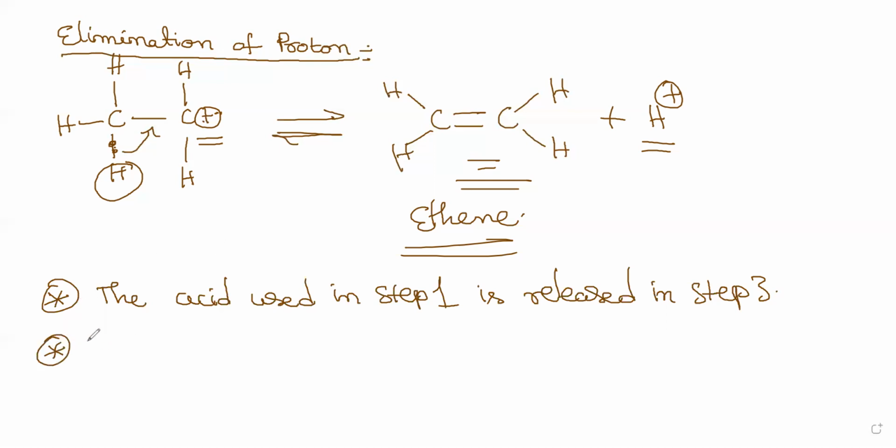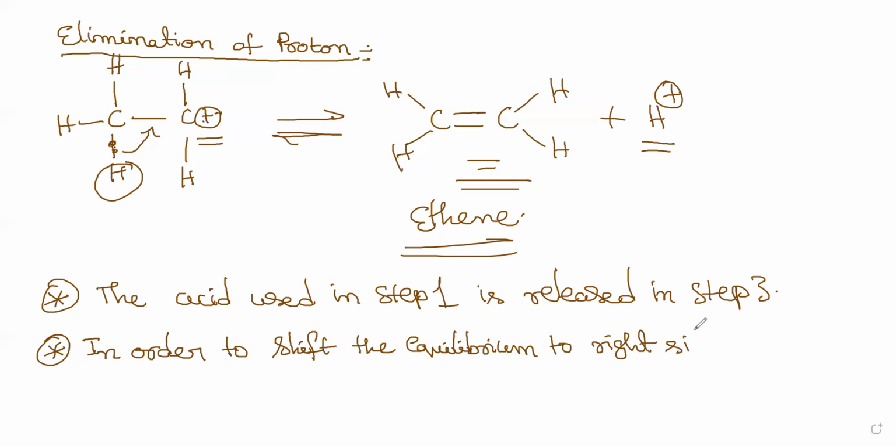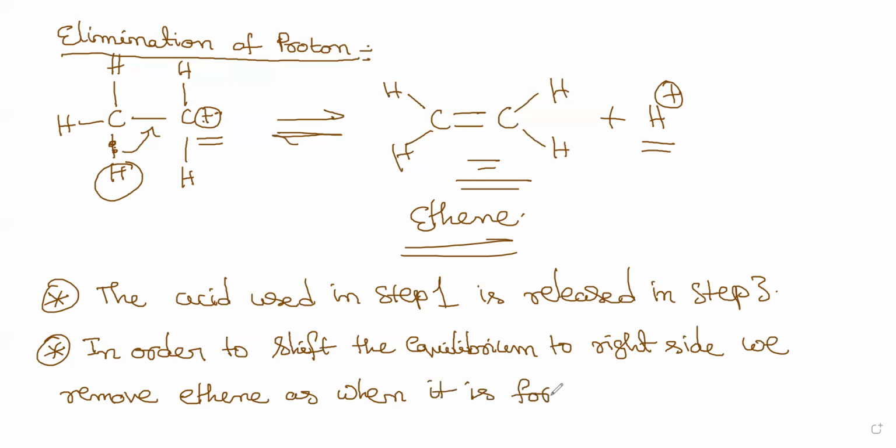Another thing is that by Le Chatelier's principle, in order to shift the equilibrium to the right side, we remove the ethene as and when it is formed.